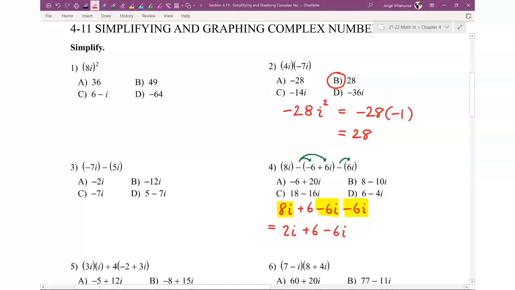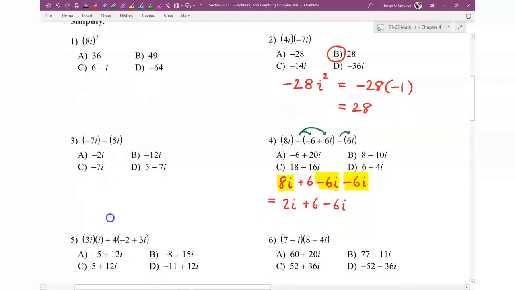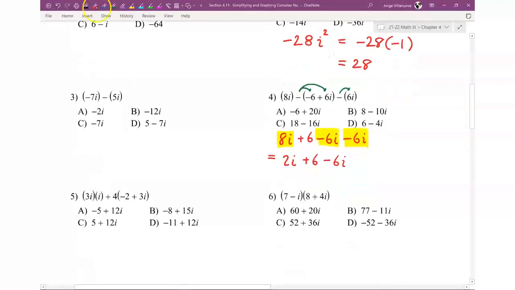Now I can still combine 2i minus 6i. What's 2i minus 6i? Negative 4i. Thank you. Plus 6. All right. Now, when there's something like 2x plus 5, can I combine 2x plus 5? No, they're not like terms. Same rule applies to this. I can't combine a negative 4i with a positive 6 unless it has the letter i. So that means I'm done.